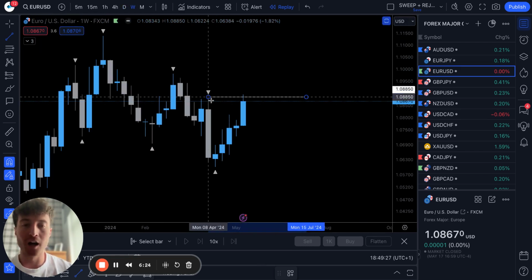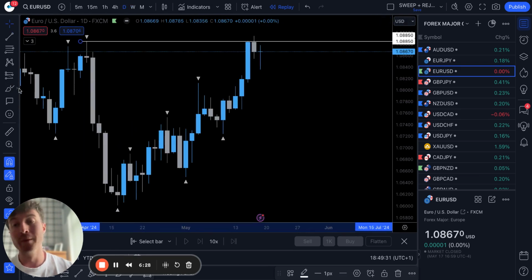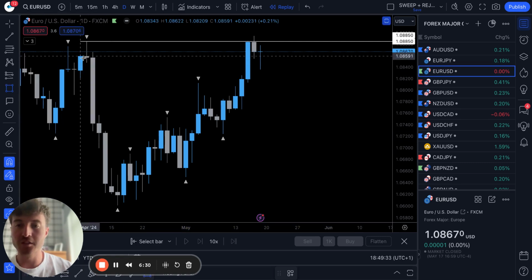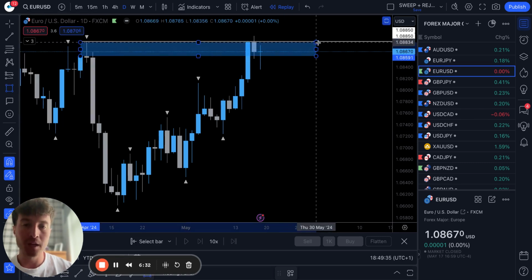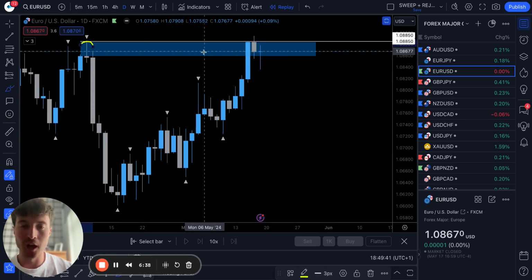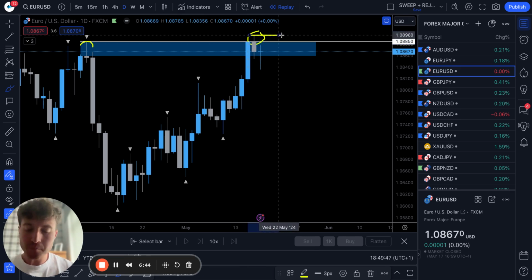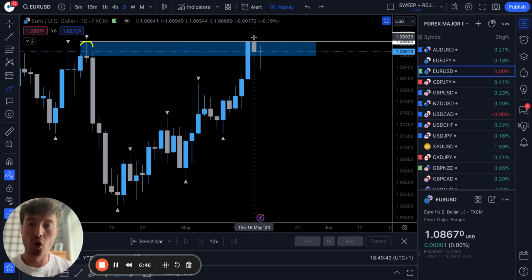We've got the fractal high, but then when we drop to the daily to zoom in on the bigger picture and see exactly what's going on, you can see we've recently run the liquidity above that high. So this is a fractal high here. We've run that liquidity. You can see that price has deviated above, okay? And we've had a reaction off that level.